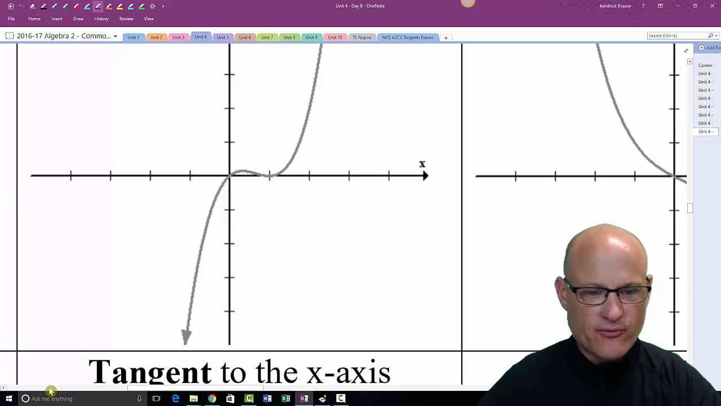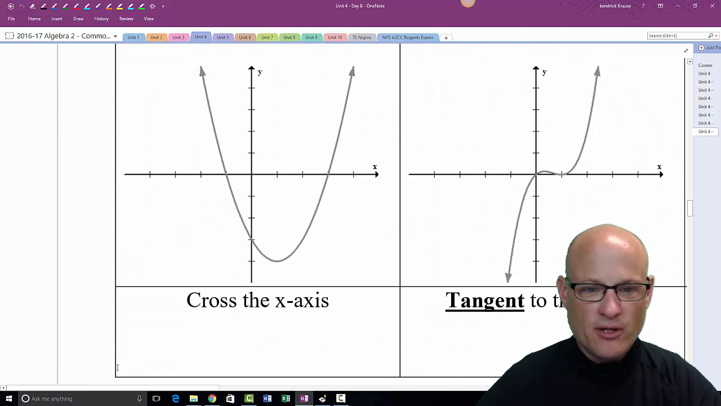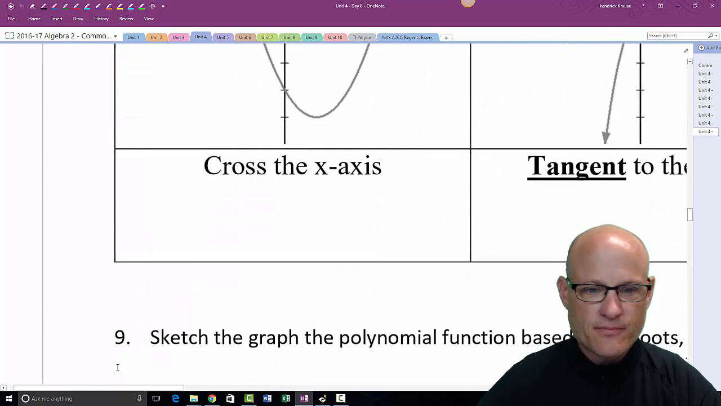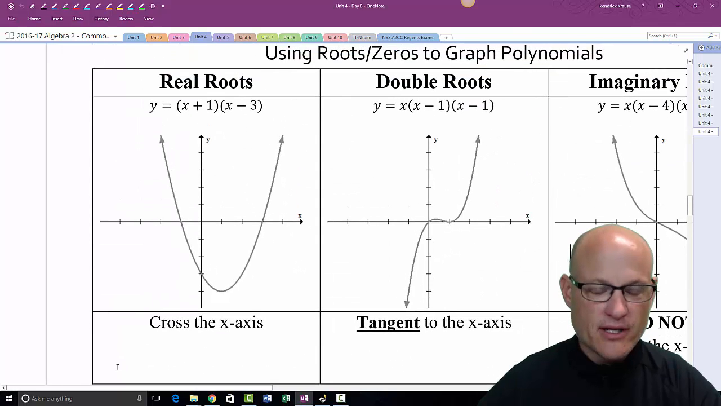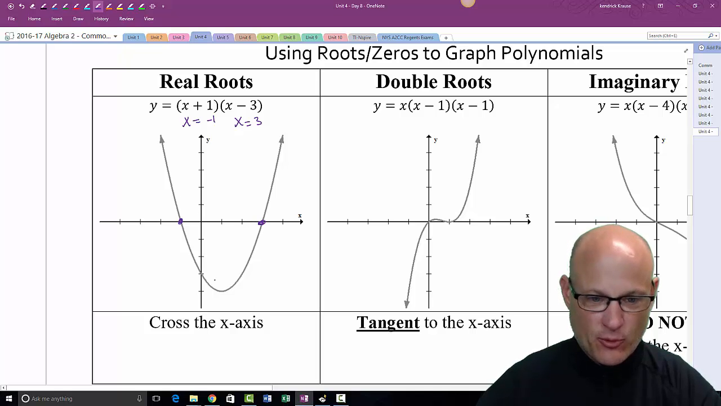So let's talk about this first one. Why this one is what it is. So if I graph this one, I think I'm going to get, there I am. Okay, so why did I say it has real roots? My roots are going to be x equals -1 and x equals 3. 2 real roots. It's a quadratic, so those are the only roots, so it's going to go through. It's got a positive leading coefficient, so it's going to point upward.